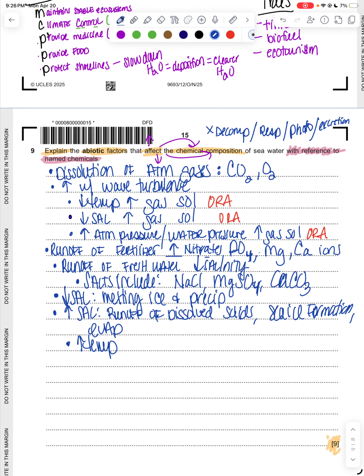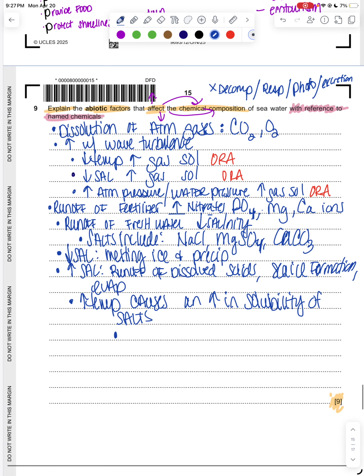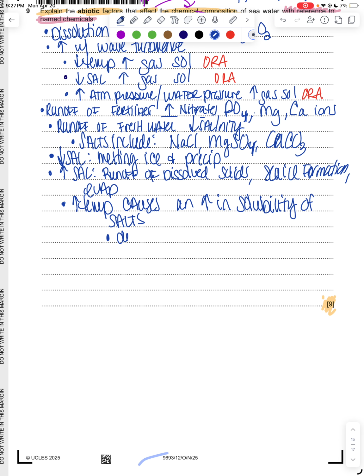Factors that can affect this, well, an increase in temperature causes an increase in solubility of salts, and it's not in the mark scheme, but I don't see why it couldn't be due to high kinetic energy and an increase in particle collisions. And if anything, it's just good practice to remind yourself to write it down. Oh, my hand hurts.